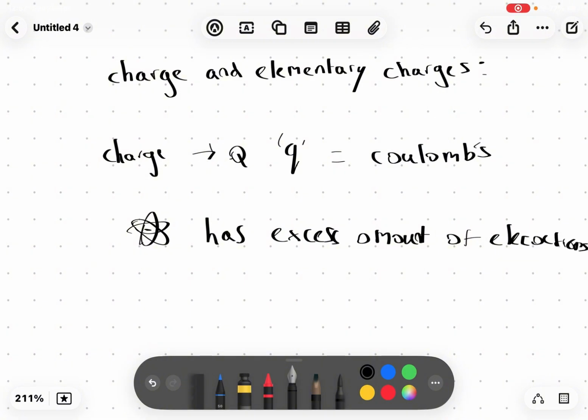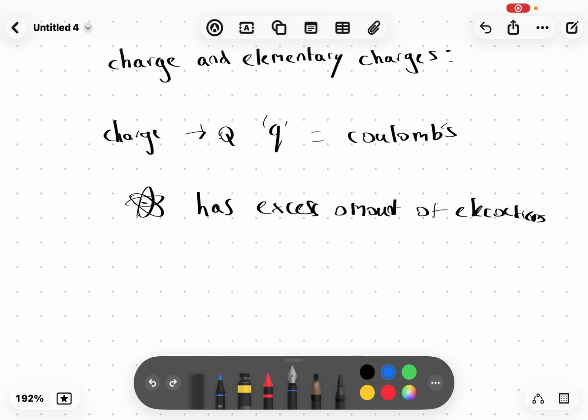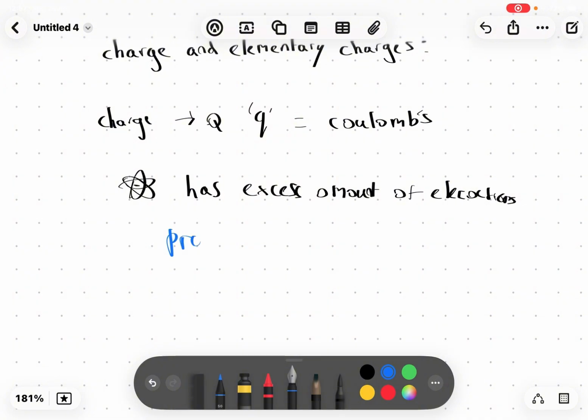So what defines a charged object is when the protons or the electrons are in excess. What it means in basic words is that protons, neutrons, and electrons are what the atom is made out of.